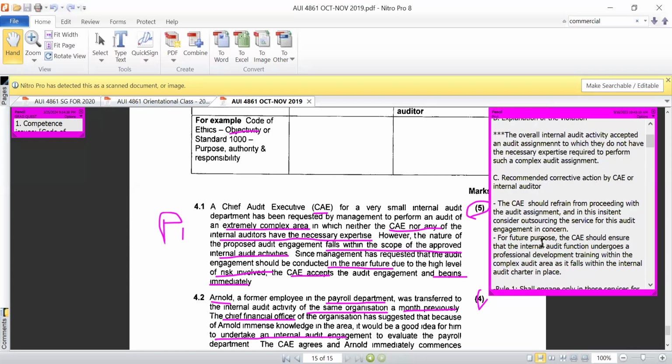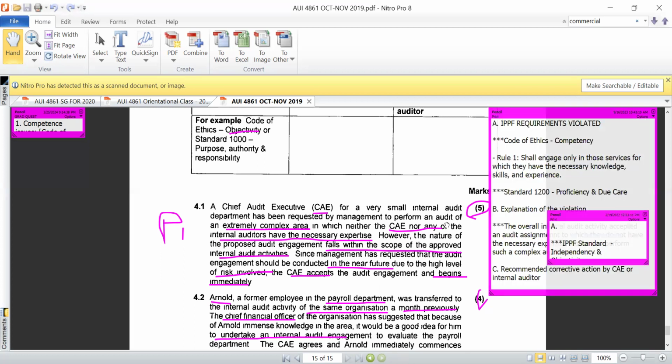For future purposes, because it's going to come again most likely, the chief audit executive should ensure that the internal audit function undergoes professional development training within the complex audit area, as it falls within their internal audit charter. Or what you could have said is, as it falls within the scope of coverage in their internal audit charter. That's what you could have stated there, and then you get your 5 marks easy like that.